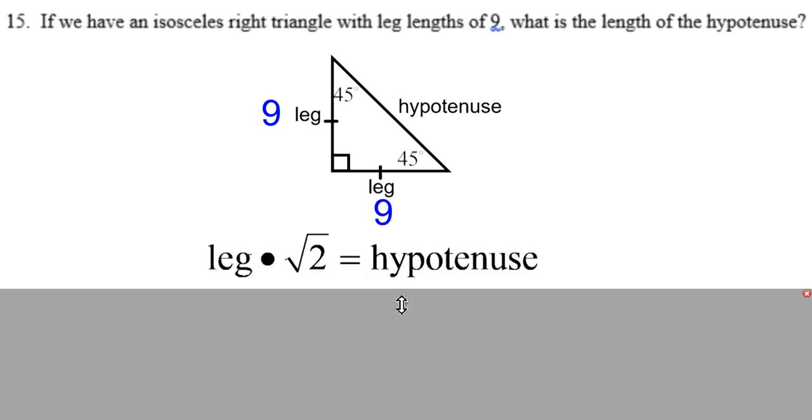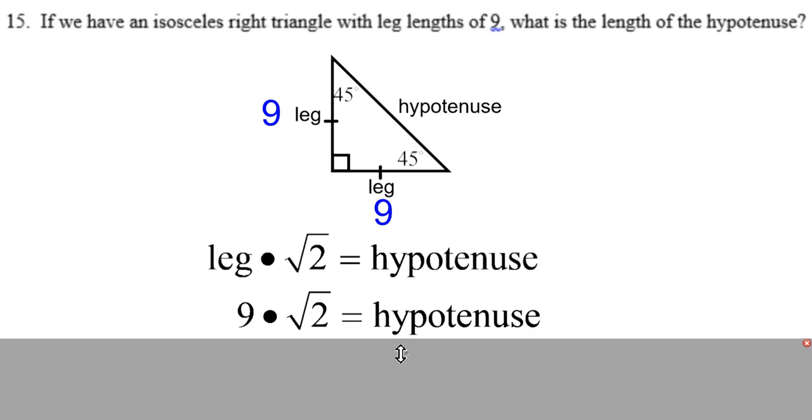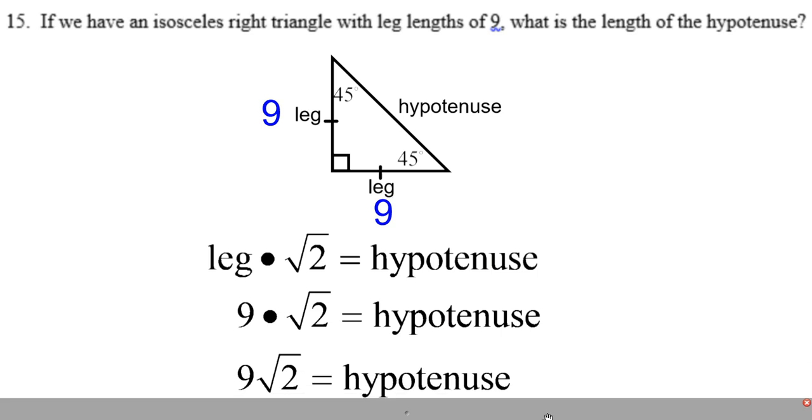So, do we know the length of the leg? Yes, we do. It's 9. So if I take the length of the leg times the square root of 2, that gives me the hypotenuse. So what's the length of the hypotenuse? That would be 9 square root of 2 units.